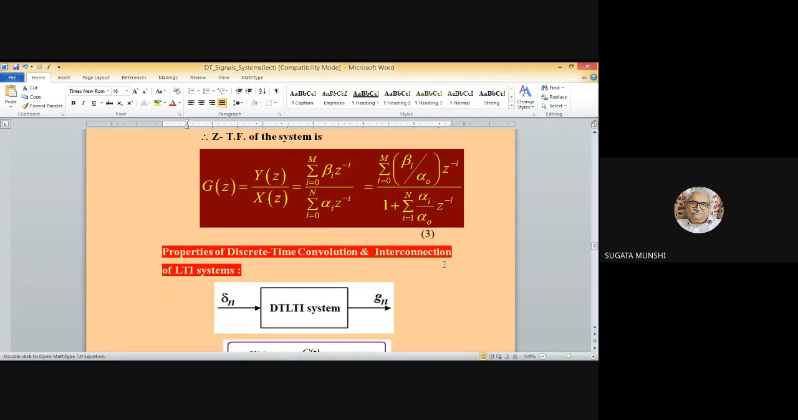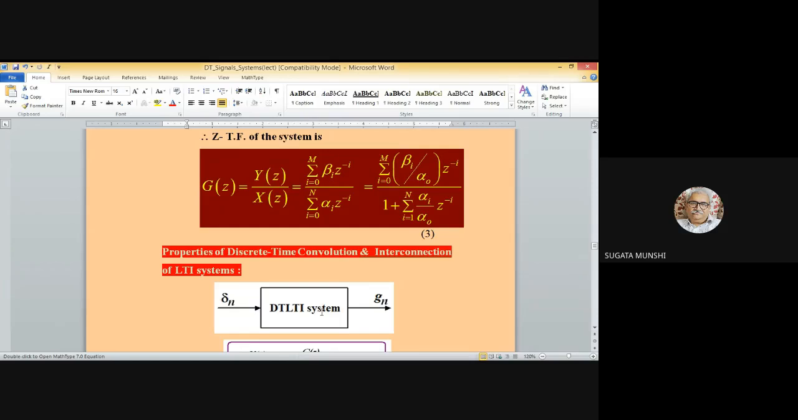Properties of discrete time convolution and interconnection of linear time invariant systems. Say we have a DT-LTI system, and when this system is excited by a unit sample sequence or unit impulse sequence, delta n, the output is g n. Then g n is called the impulse response sequence of the DT-LTI system, or weighting sequence of the DT-LTI system.